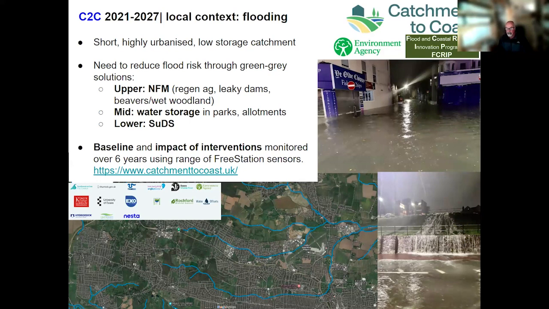And our work there is really to understand the hydrological baseline, because there's very little monitoring on these small rivers and ditches, and so to understand how they work, but also to test these interventions once they're in place, so that we can see how they're performing and how they perform under different conditions and in different places.